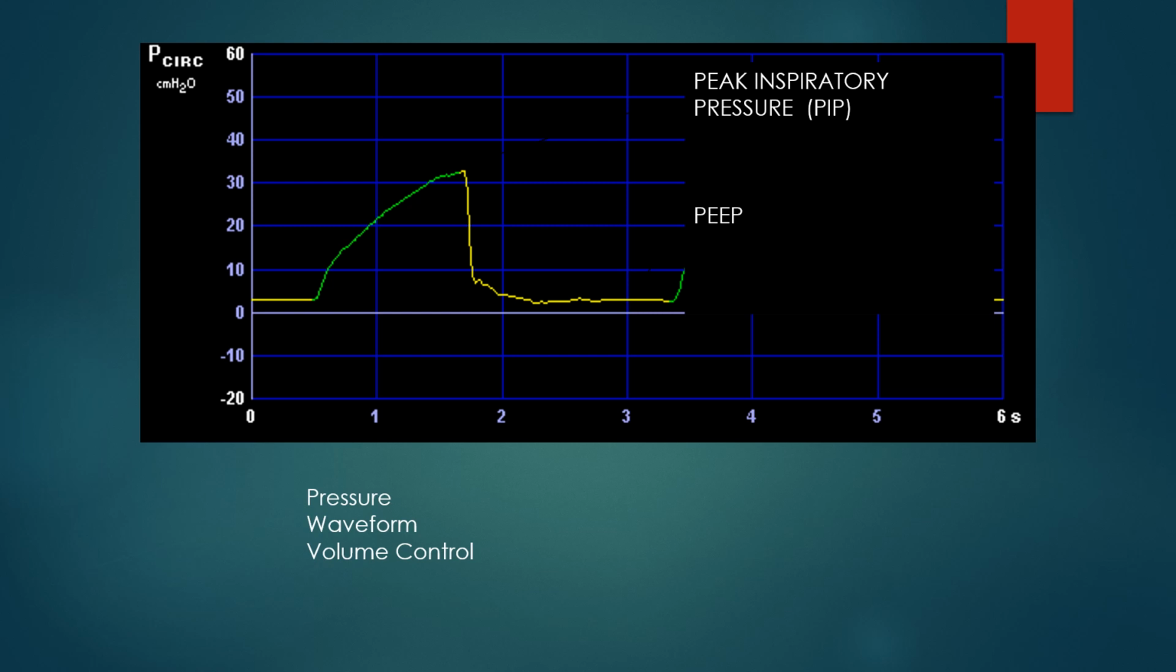So let's talk about the pressure waveform and look at some examples. This is a pressure waveform with a patient in volume control. The breath is delivered right here, and you see the pressure climb until this point right here where there's a changeover from inspiration to expiration. The inspiratory valve closes, the expiratory valve opens, and the pressure falls very quickly back down to the baseline. This baseline pressure here is about 3. That is the PEEP. So we have the PEEP and the peak inspiratory pressure, exhalation, and back to the PEEP level.